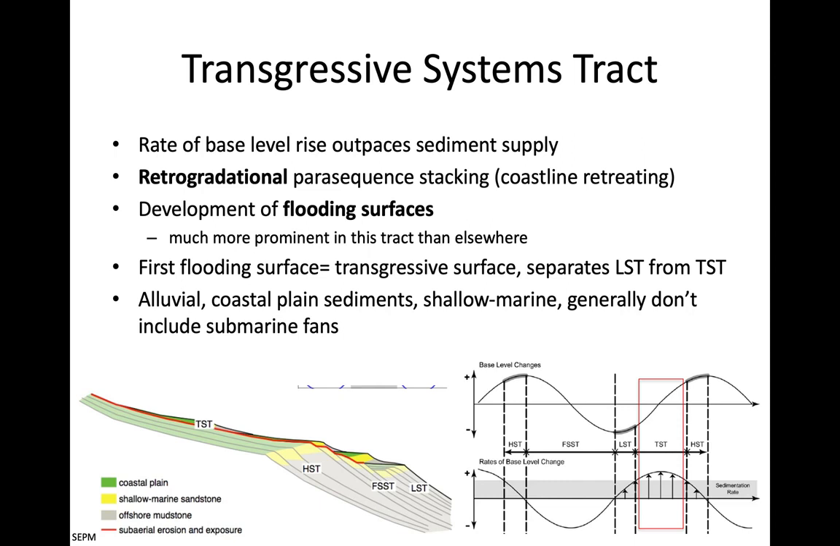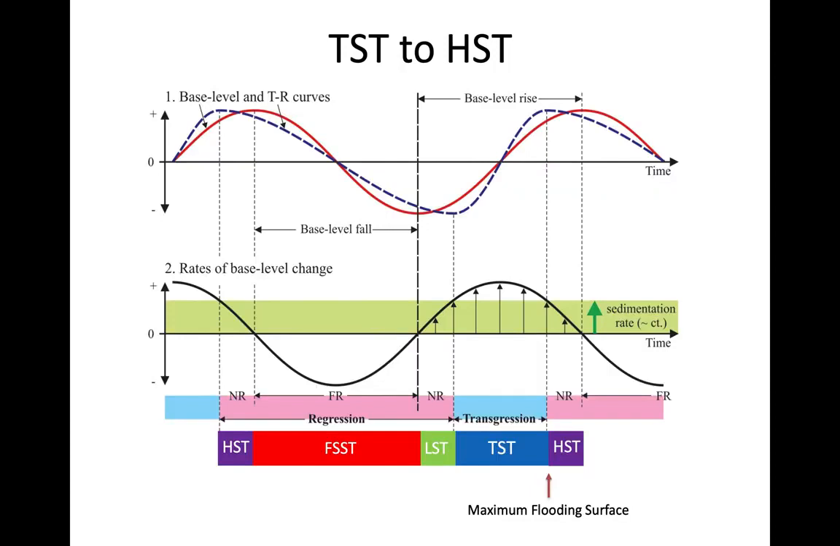So we're going to see the development of flooding surfaces. We have our first flooding surface, which is the transgressive surface. It's going to lay over that lowstand to transgressive systems tract, and it's going to be an erosive surface at this particular point. We're going to see alluvial, coastal plain, shallow marine, but not submarine fans at this point in time. Here we have our transgressive systems tract again.